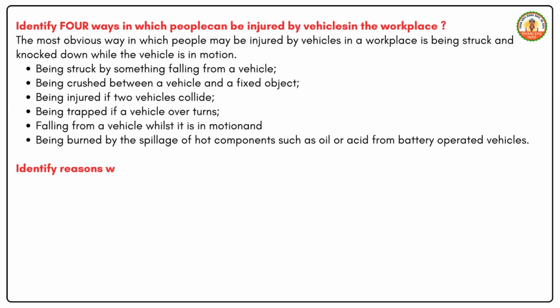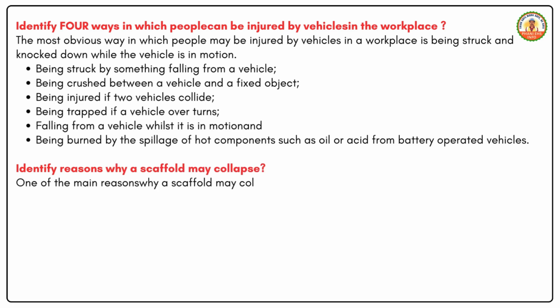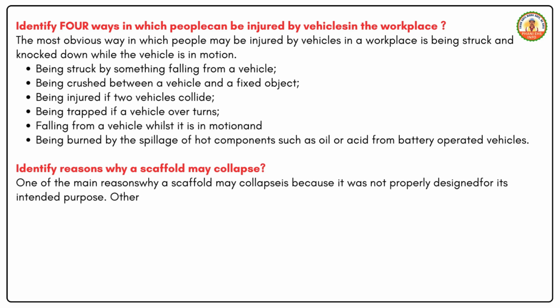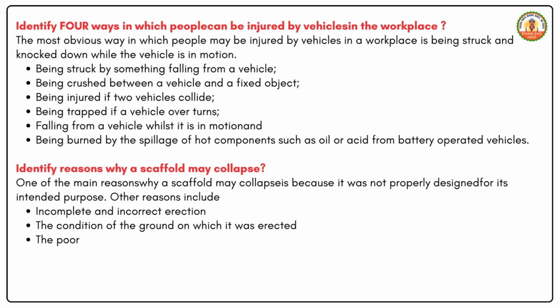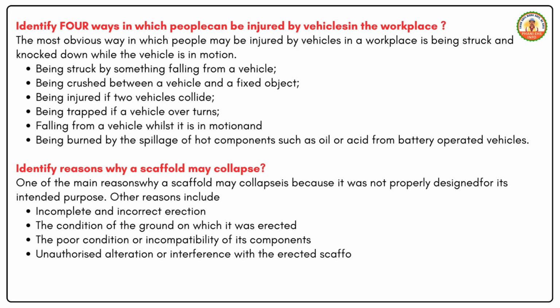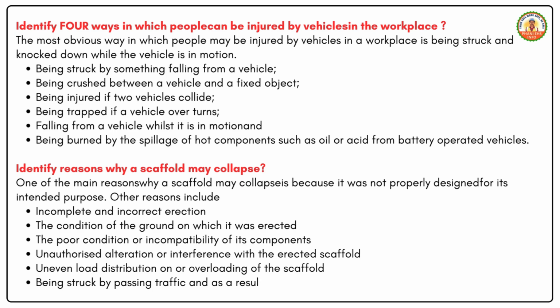Identify reasons why a scaffold may collapse. One of the main reasons why a scaffold may collapse is because it was not properly designed for its intended purpose. Other reasons include incomplete and incorrect erection, the condition of the ground on which it was erected, the poor condition or incompatibility of its components, unauthorized alteration or interference with the erected scaffold, uneven load distribution on or overloading of the scaffold, being struck by passing traffic and as a result of severe weather conditions.